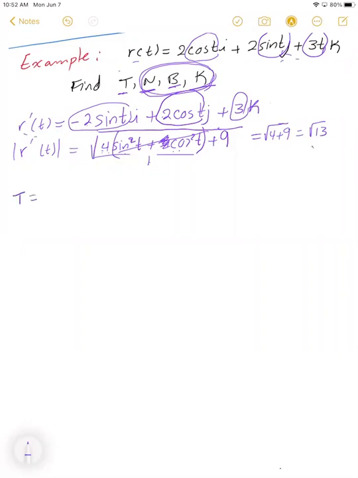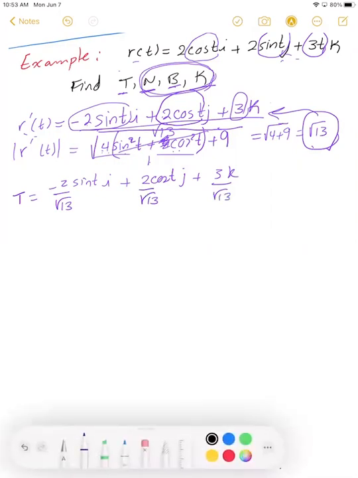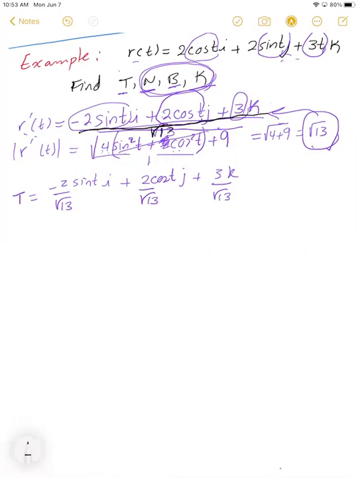Now I want to find T, and T is equal to r prime of t divided by its magnitude. I have to divide this vector by the square root of 13, but when I divide this entire thing by the square root of 13, I can break the fraction, and this term is going to have a square root of 13, and this one is going to have a square root of 13, and this term is going to have a square root of 13. So you're putting this thing here divided by the square root of 13 to find the unit tangent vector. That's what I'm doing. So when I divide the entire thing by its magnitude, then I can write it like that.